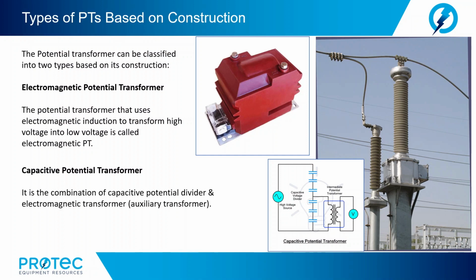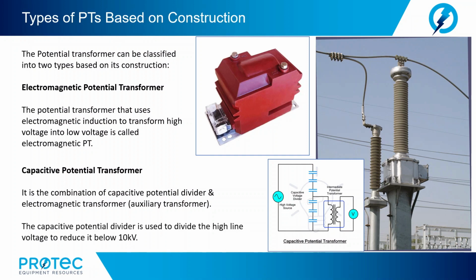The capacitive potential transformer is the combination of capacitive potential divider and electromagnetic transformer or auxiliary transformer. The capacitive potential divider is used to divide the high line voltage to reduce it below 10 kV. The capacitors are connected in series at the primary side of the auxiliary transformer. The auxiliary transformer further reduces the voltage with high accuracy to be measured by the voltmeter. These transformers are used for power lines.